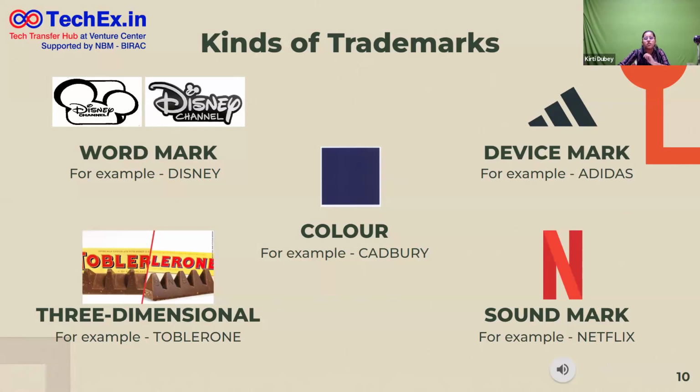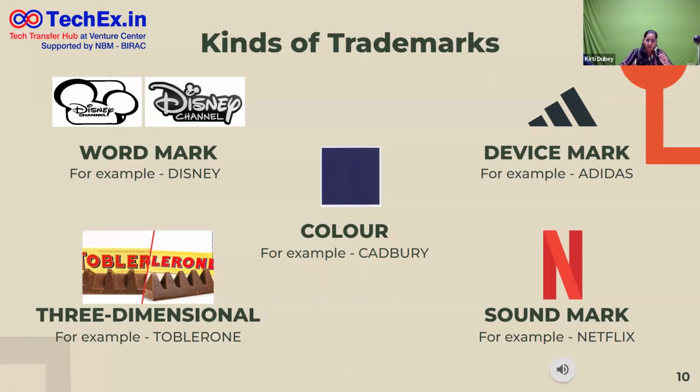Next, we will be looking at three-dimensional marks, which are basically shape marks, and a unique shape has to be registered, which holds no element for use as such. It means it should not have any technical use in the product, but rather is there for design. So that is registered as a three-dimensional trademark.